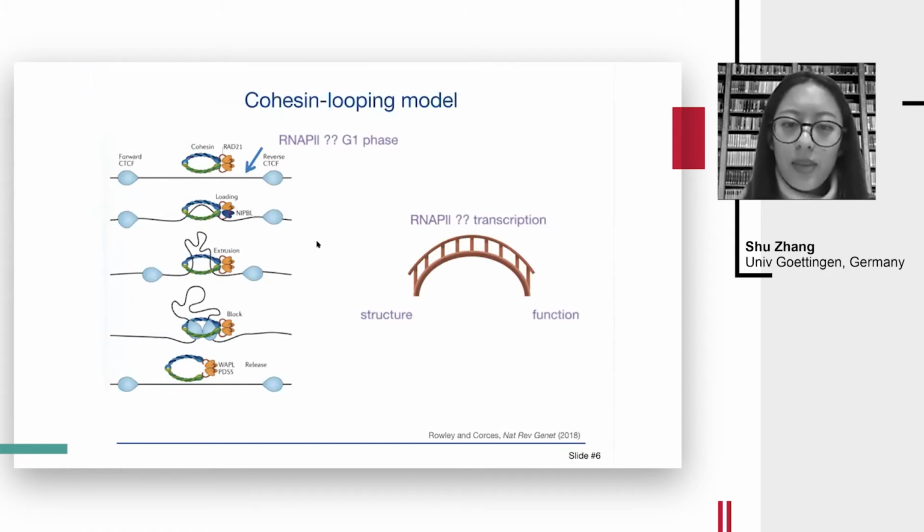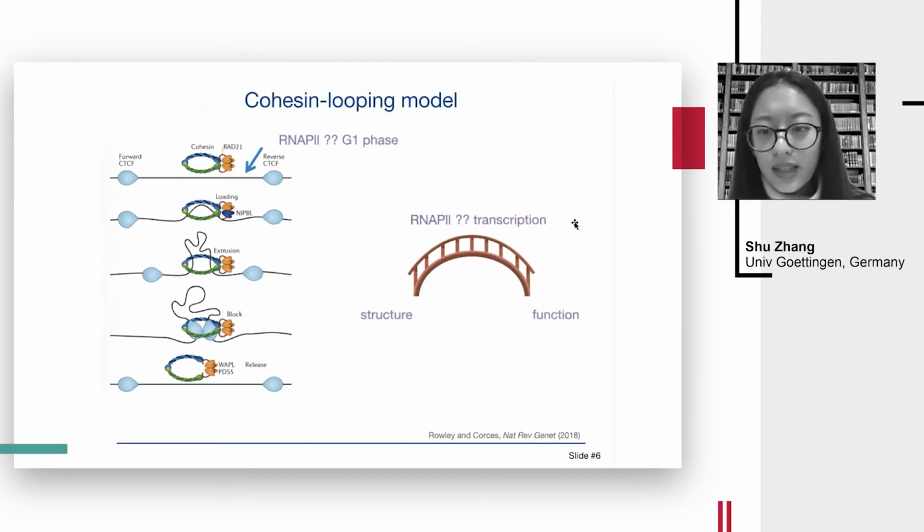Also, there is a paper in bacteria saying that RNA polymerase can act as a barrier to bacterial condensin loop extrusion. So we are curious: what about the human genome? And secondly, RNA polymerase II is one of the bridges that can link structure and function, to answer the question of what the relationship between structure and function is.